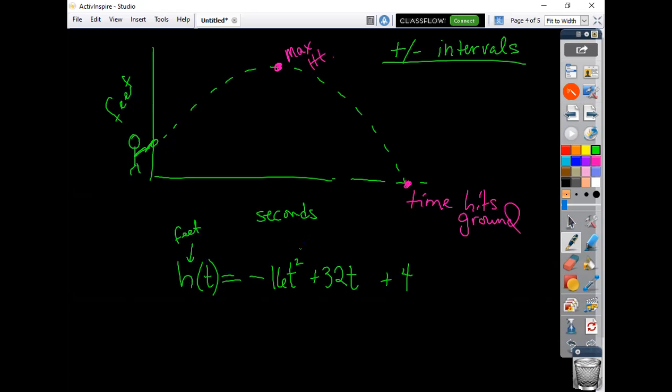These t's represent seconds. And so the question that they usually ask on these is: one, what's the maximum height of the ball? Or two, what's the time when the ball hits the ground? You can always use a graphing calculator or a graphing tool like Desmos, and you put the formula in and it's going to tell you. But algebraically, how do you do this?